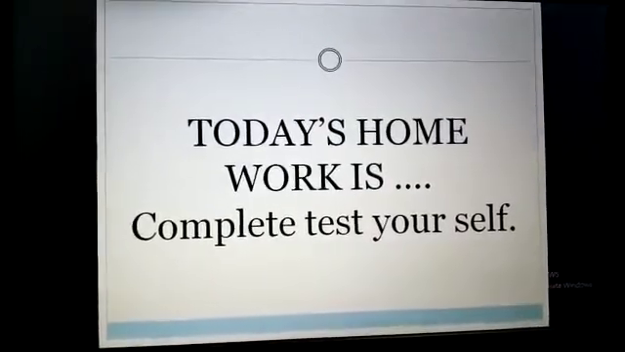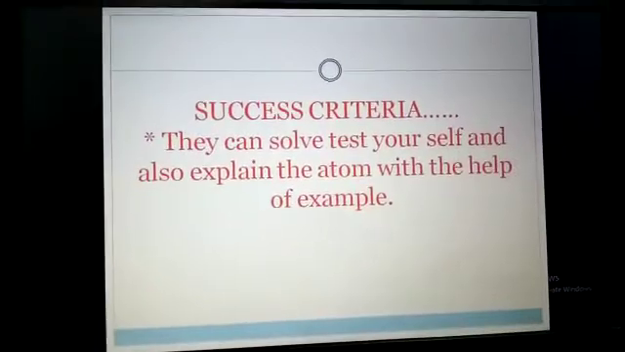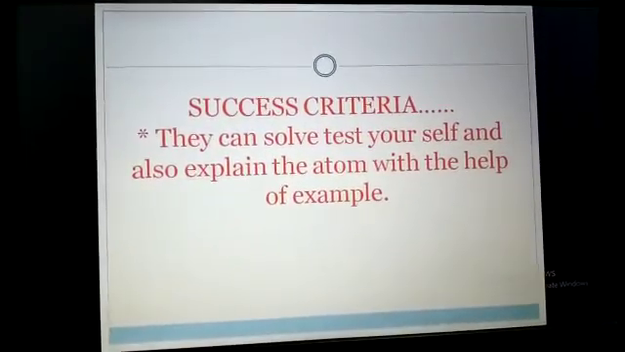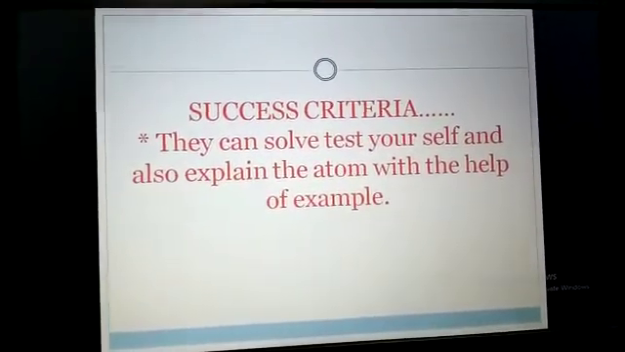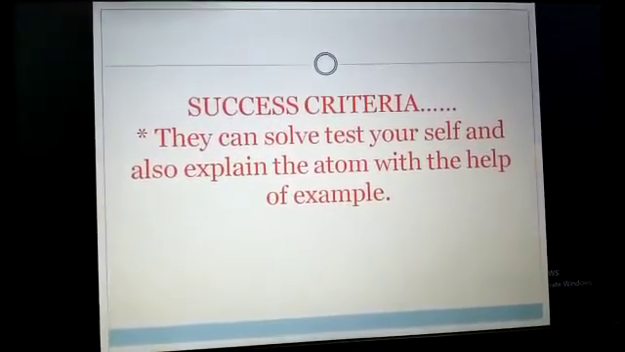Students, your today's homework is complete. Test yourself. Our success criteria is that you can solve the test yourself and also explain the atom or draw the picture of an atom with the help of an example.